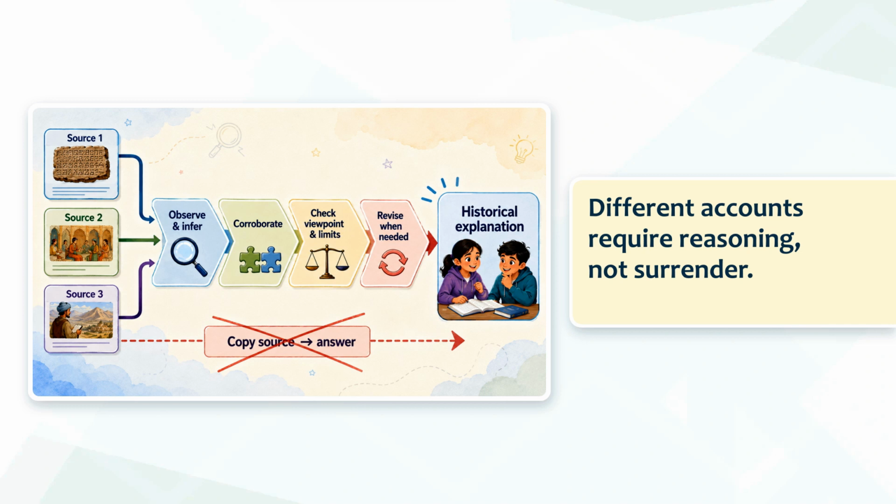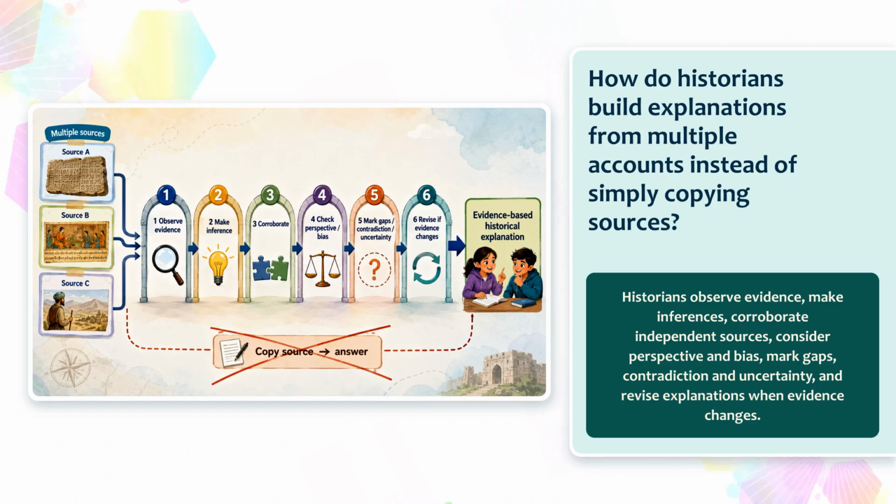The complete path gives us a balanced conclusion. Different accounts require reasoning, not surrender. We can support some points strongly, mark others as uncertain, and revise when better evidence appears. Use the 6 gates from left to right. How do historians build explanations from multiple accounts instead of simply copying sources? The full pathway brings every lesson idea together.